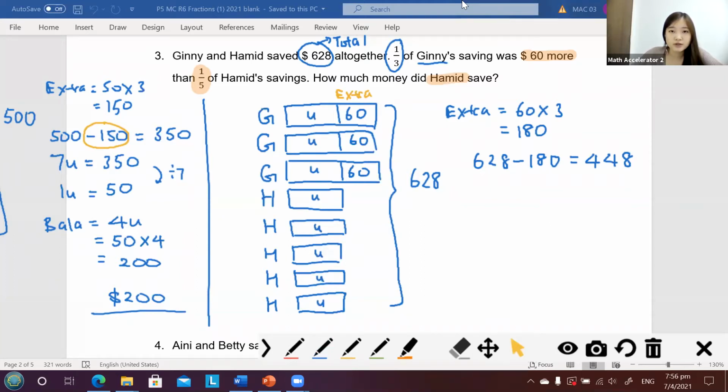Alright, so I'm going to start a poll. Go ahead, try the question first. Once you have the answer, you select your answer in the poll. So I'll give you some time. Think carefully before you select your answer.